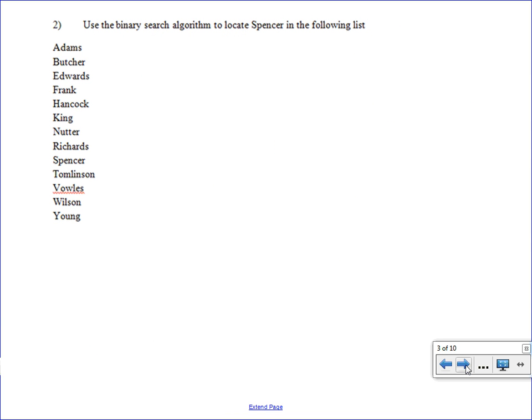Okay, we're trying to locate Spencer in this list. The list is in order, so that's good. That's the first thing we need. So we number down the side, then get going on the binary search.